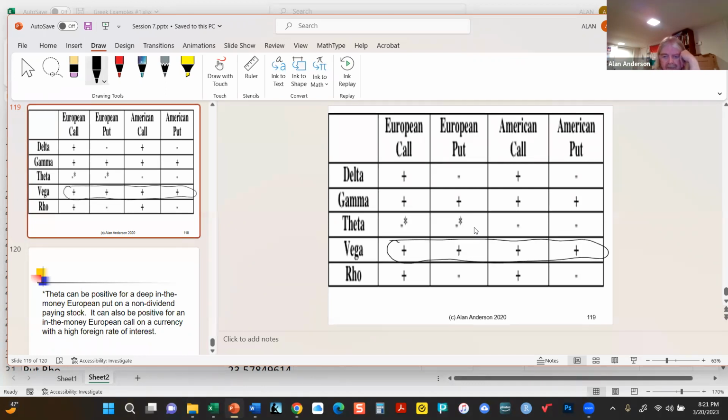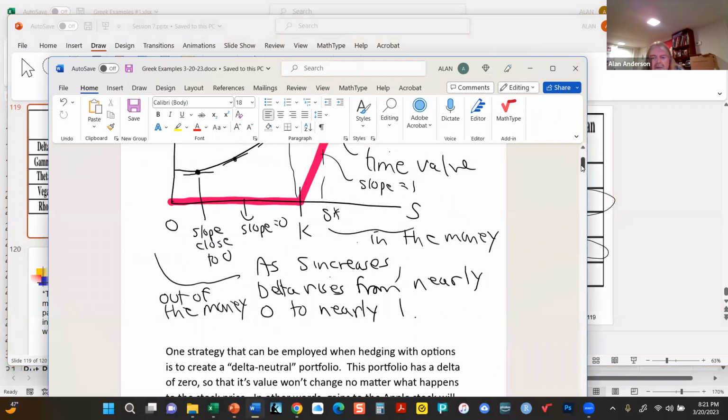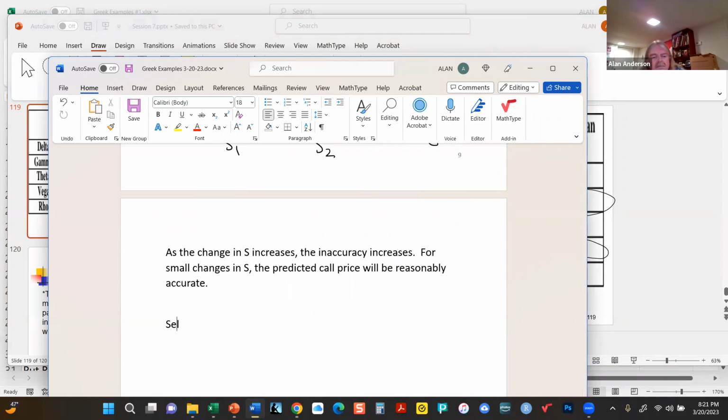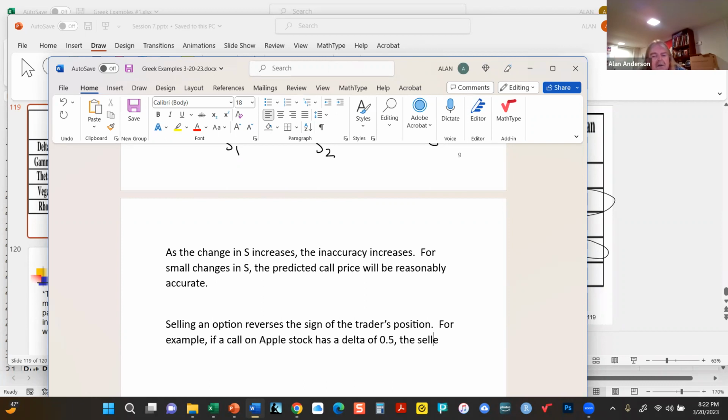Always positive, always negative. Oh, one more thing I just wanted to mention here, and I guess we didn't talk about this. Selling an option reverses the sign of the trader's position. For example, if a call on Apple stock has a delta of 0.5, let's say, the seller of the call has a delta of negative 0.5. So just be aware of that. All of these positions that we talked about assume that we are the owners. If we're the sellers, then everything works backwards. It's always going to be the negative. So buying and selling have to have the opposite signs when it comes to the Greeks.